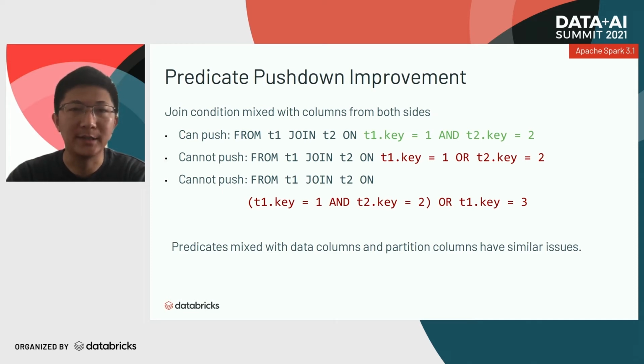However, predicates cannot always be pushed down. For example, if you have a join node, the join condition will likely mix columns from both sides. If you join T1 with T2, the condition may be T1.key equals 1 and T2.key equals 2. Because this is an AND predicate, we can safely push down these two predicates into both join sides. So for T1, the key must equal 1, and for T2, the rows produced by T2 must meet the requirement key equals 2.